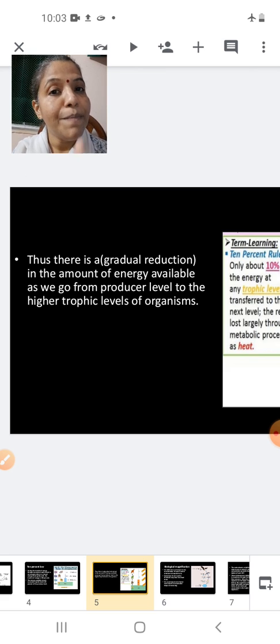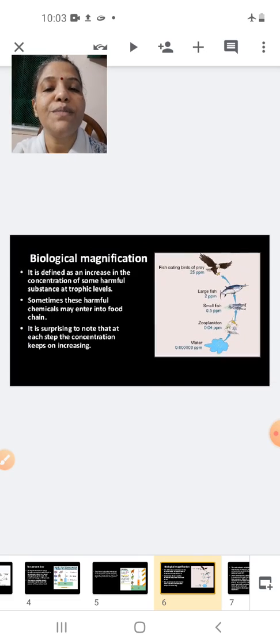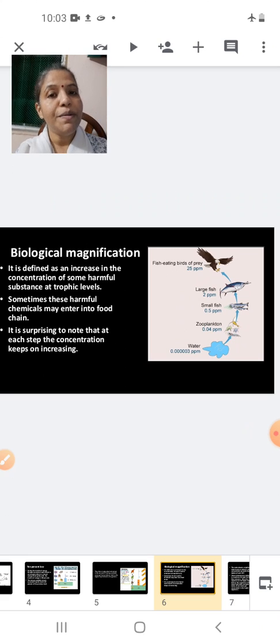Now, we have completed unidirectional flow of energy. We have completed the 10% law. Let us come to the third topic, and that is biological magnification. So now let's go and see what is this biological magnification. Okay, first you will pay attention.